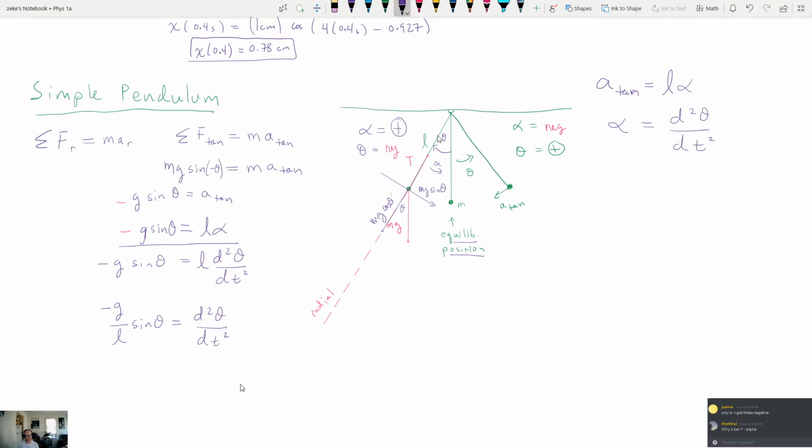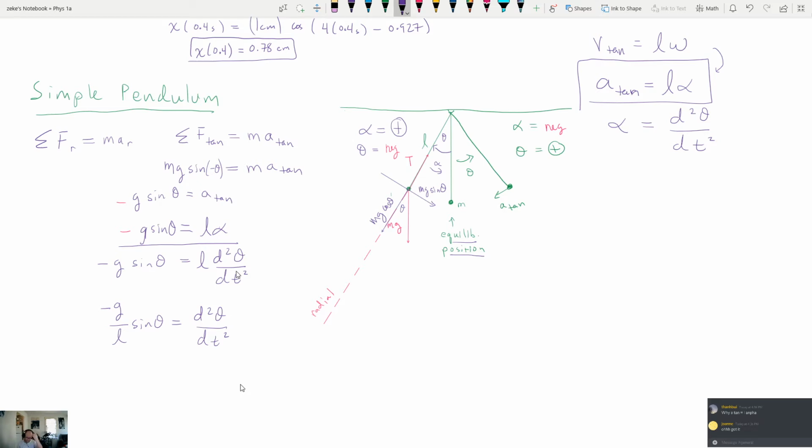Why is a tangential equal to L alpha? This is something we derived in a previous chapter, Tombui. It comes from the idea that the tangential velocity would be equal to L times omega. L is like R. So yeah, we did this in a previous chapter, basically. If you want to go back and look at the notes.